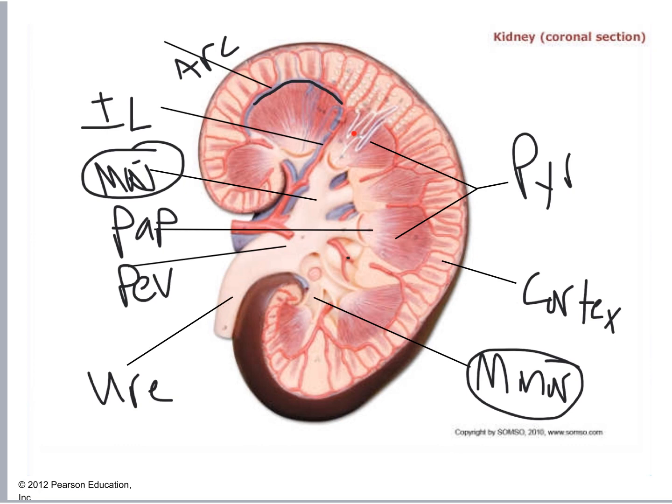The pyramids, they're pointing to them right here and right here. But each one of these that I'm using the light for right now, those are all renal pyramids all the way around. The cortex is going to be this tissue right here. And then this funnel that's closest to the renal papilla, this is the minor calyx.